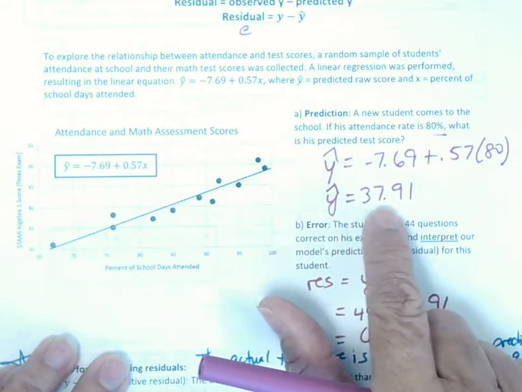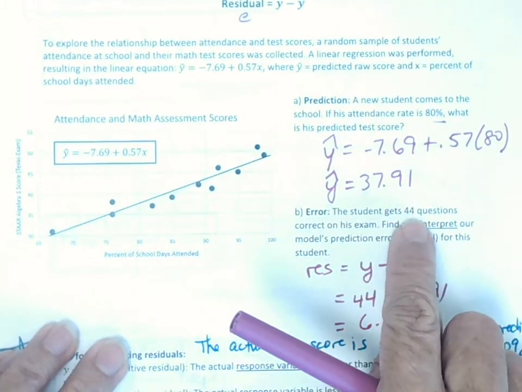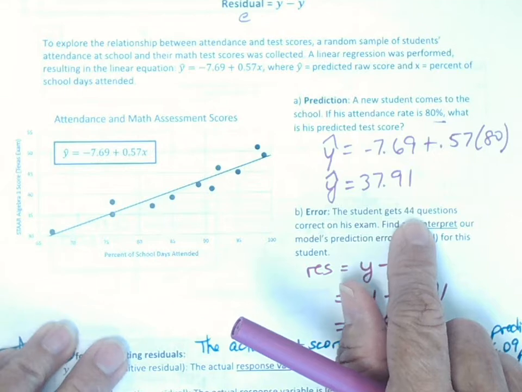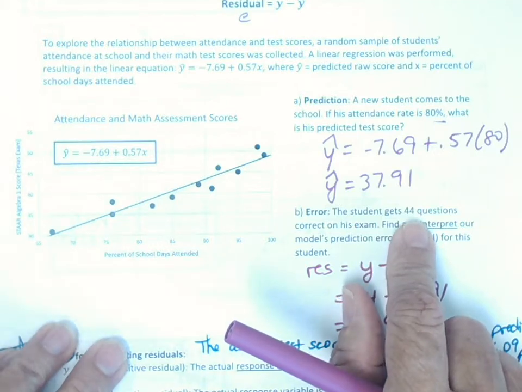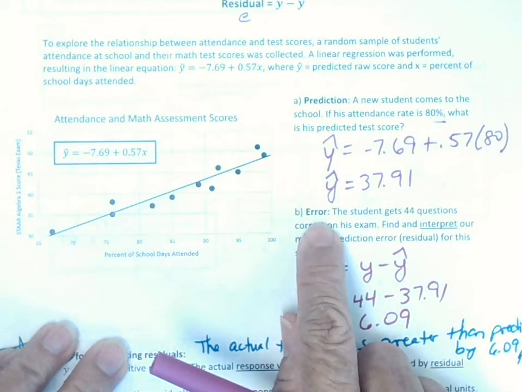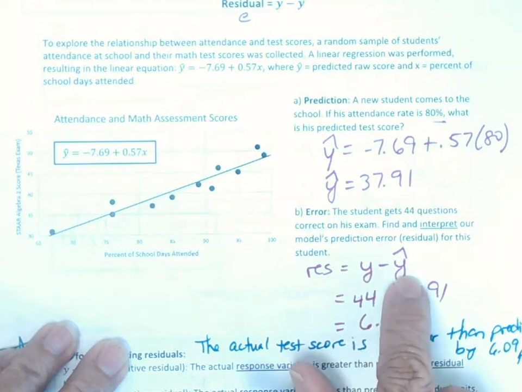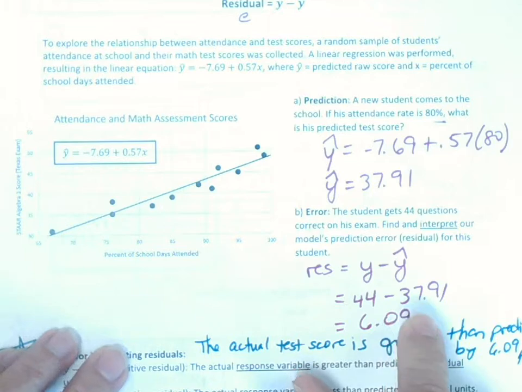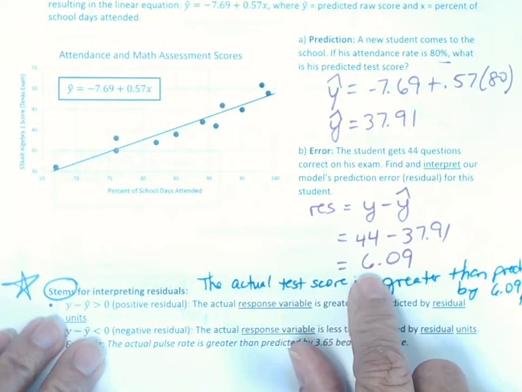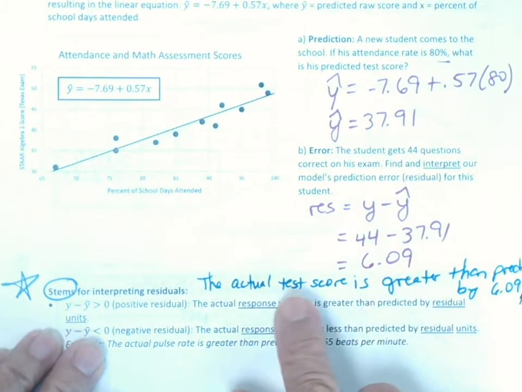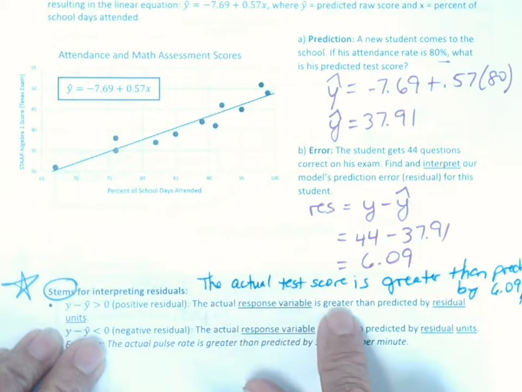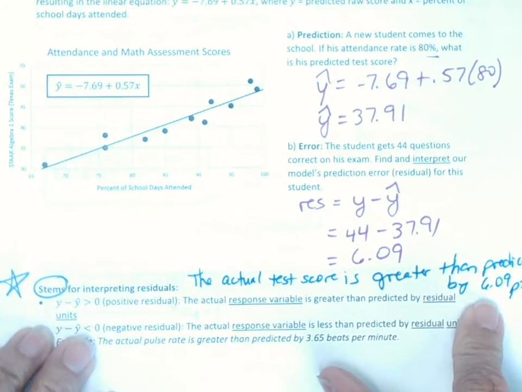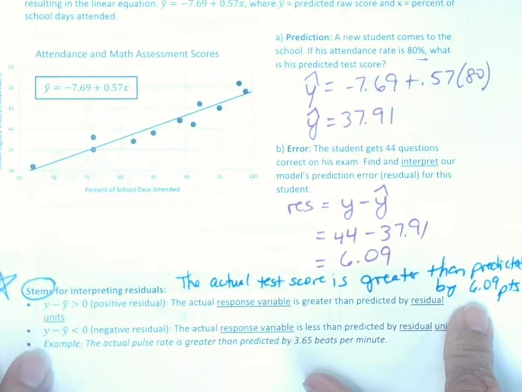Now that's the prediction, but let's say the student takes the test and gets 44 correct. Awesome. Must have a great math teacher. But we want to look at the error now. So the error is called the residual, and we get that by looking at the actual minus the predicted. So the actual amount minus the predicted score. And so we get a residual of 6.09. And we would write that as the actual test score is greater than the predicted by 6.09 points.